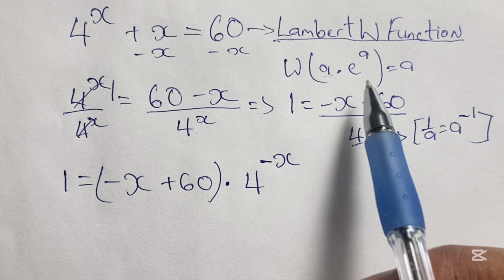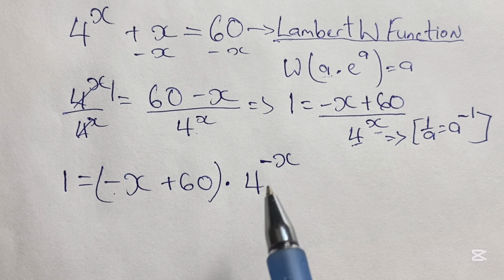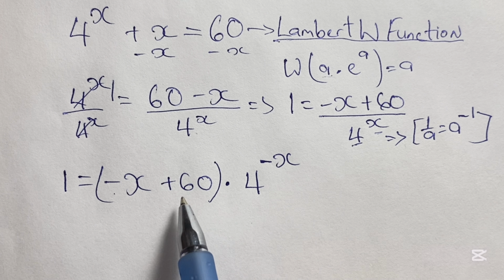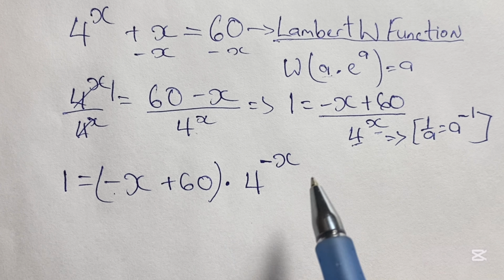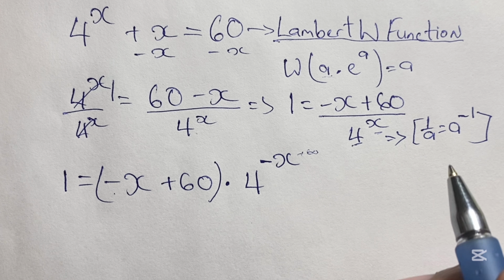Now as we continue to write our equation in the form a times e to the power of a, we see this negative x here, and we see it also in the power, but here we see plus 60. We need to have this plus 60 here as well. How can we get it there?